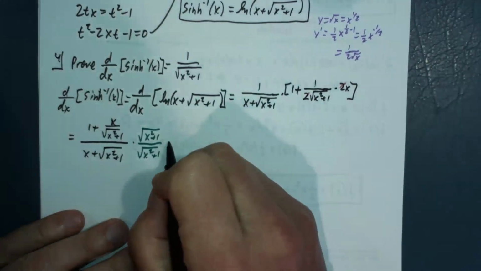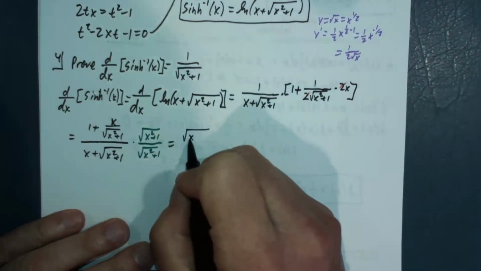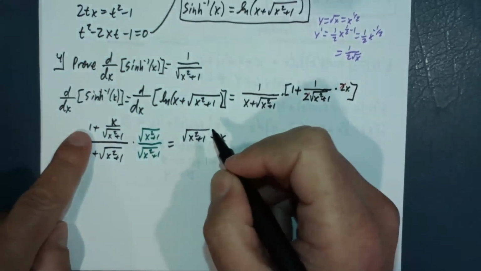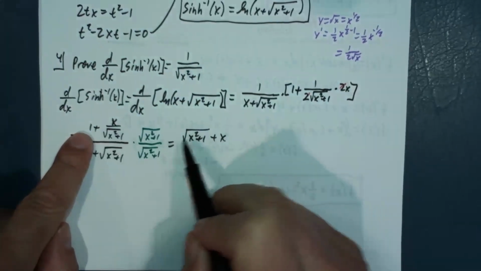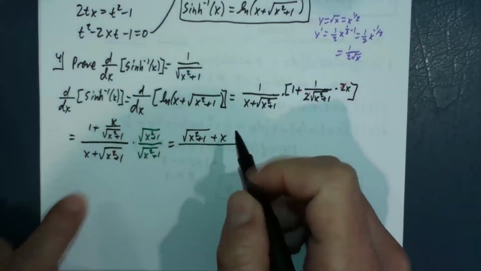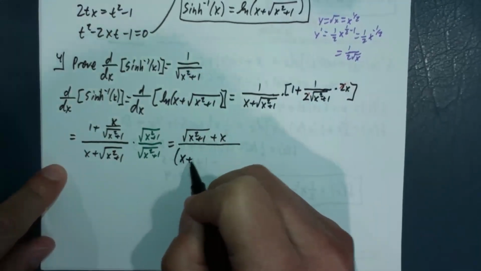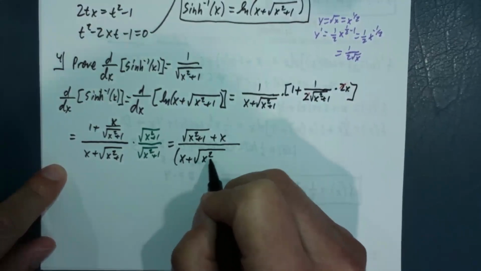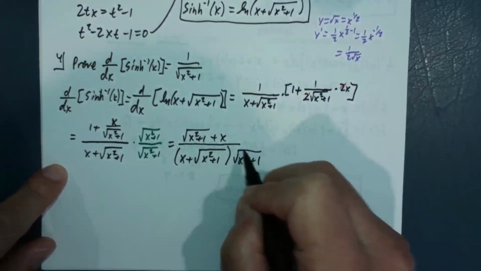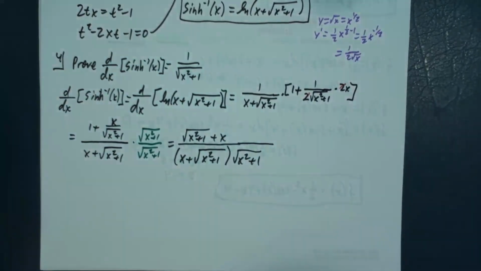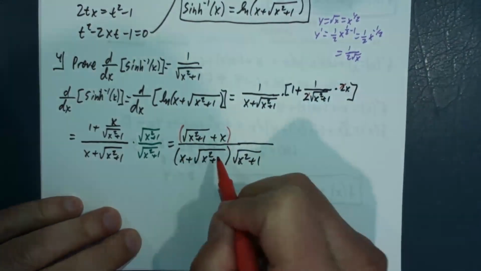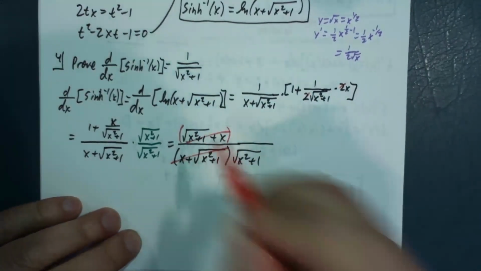So this becomes the square root of x squared plus 1 plus x up top. So that times 1 is here. This here, the radicals reduce, I'm just left with the x. This is all over this here. And I want to point out that this is this. They're gone.